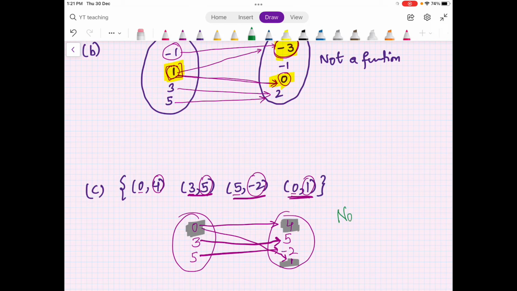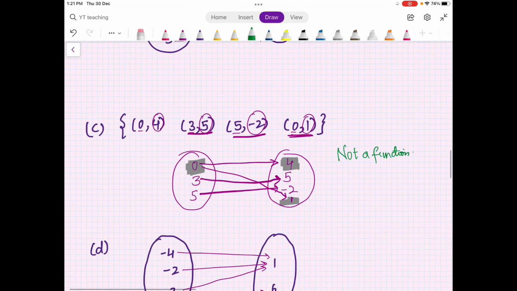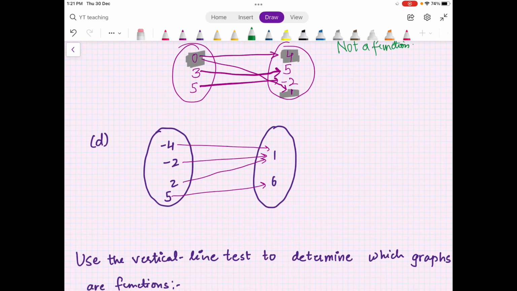This is not a function. Okay. So now similarly look at another example.